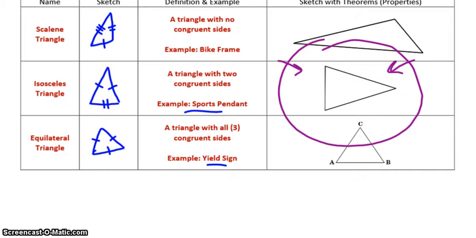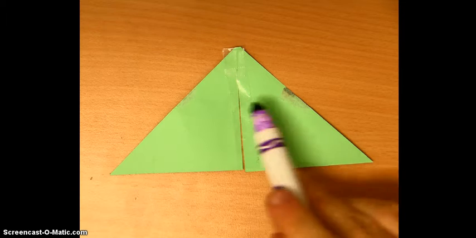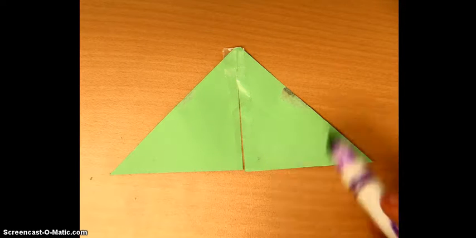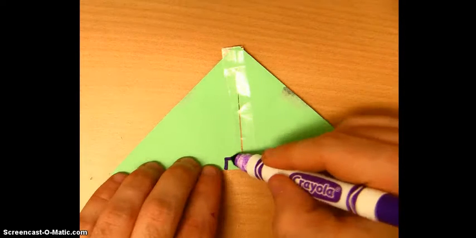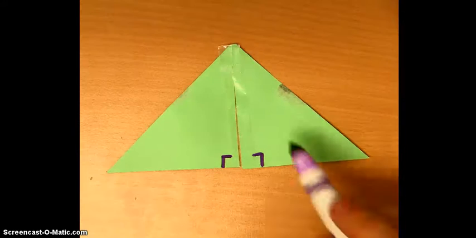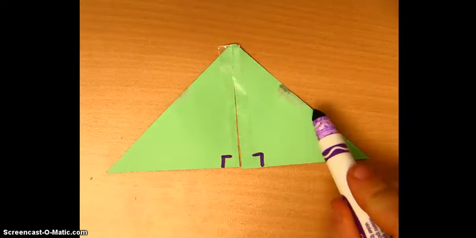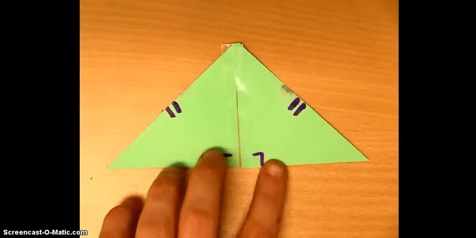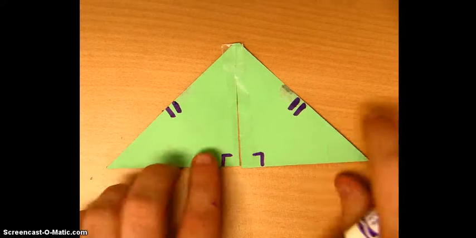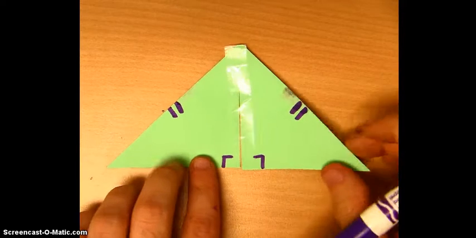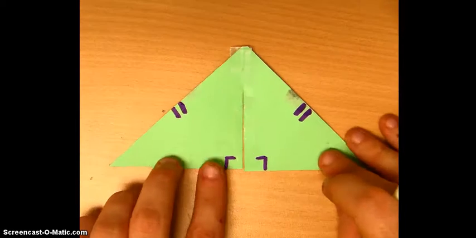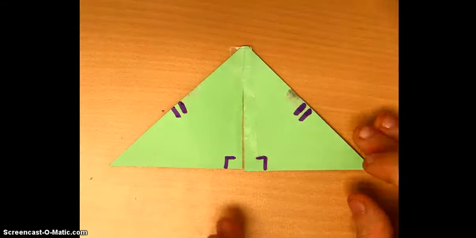Let's get started with the isosceles triangle. Here we have an isosceles triangle created from two right triangles. Now, we know by definition that an isosceles triangle has two congruent sides, these two right here. Again, they're congruent because, one, by definition, but two, because this is a reflection onto itself, right? A reflection across this line right here.